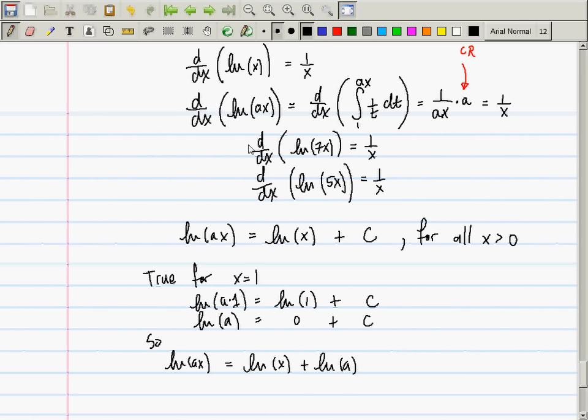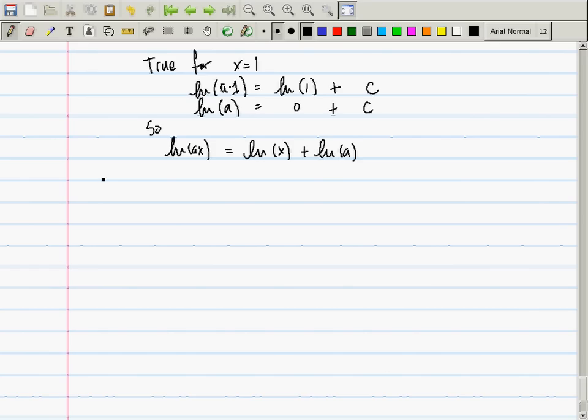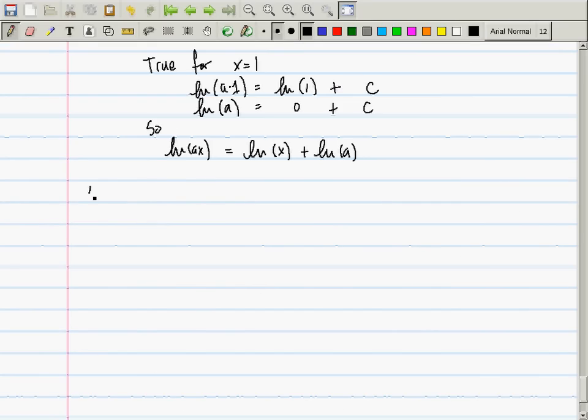Now, there are several other very important properties of logs that I'm going to write down, but I'm not going to show you, because they're almost exactly like this. What was the previous number? 3? So now I'm on 4. Similarly, the log of A over B is the log of A minus the log of B. You could show this using the integral definition of log, and it's almost exactly the same procedure as I did before.